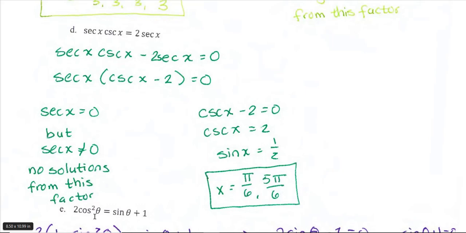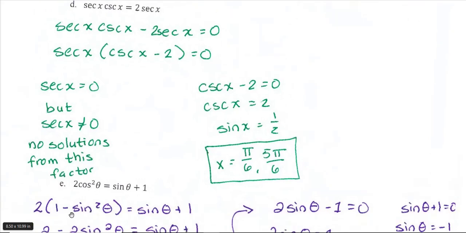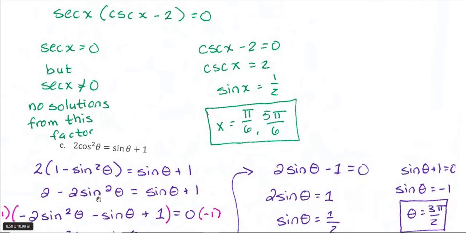Do we know a way that we can write sine in terms of cosine or cosine in terms of sine? And the answer is we do, as long as it's squared. Using sine squared plus cosine squared equals 1, we can manipulate that. So this cosine squared is equal to 1 minus sine squared. So then I can distribute the 2, and I have 2 minus 2 sine squared of theta equals sine of theta plus 1. Now I can subtract the sine of theta and subtract the 1, and that's going to give me negative 2 sine squared of theta minus sine, and then this 2 minus this 1 gives me this 1.